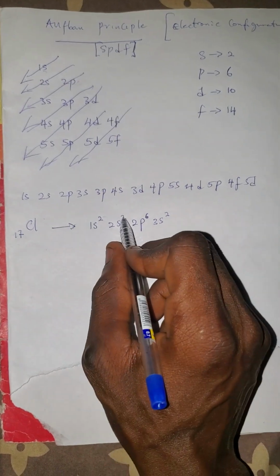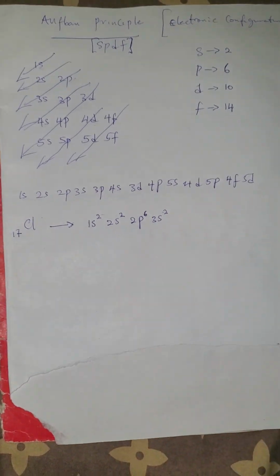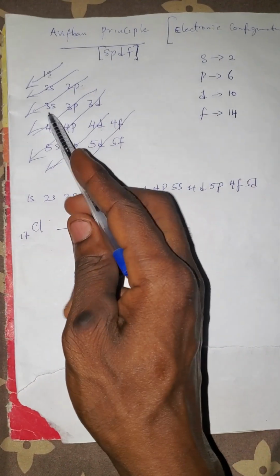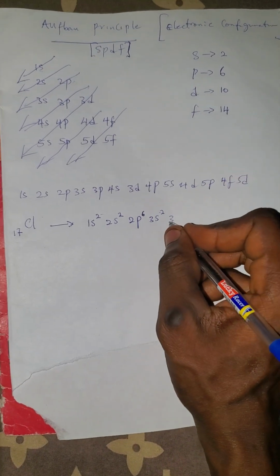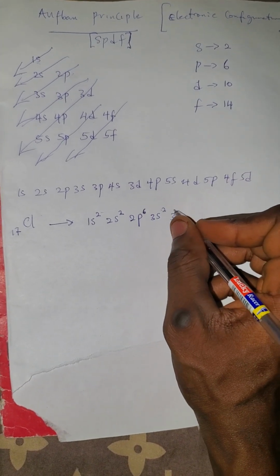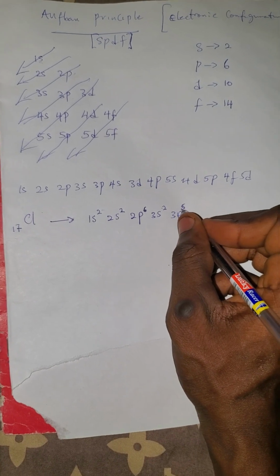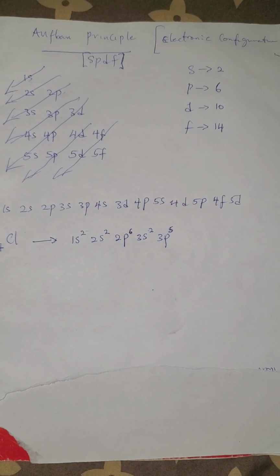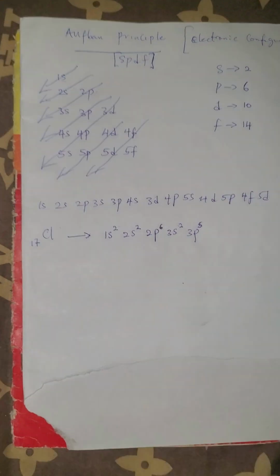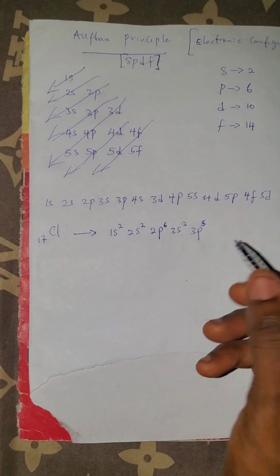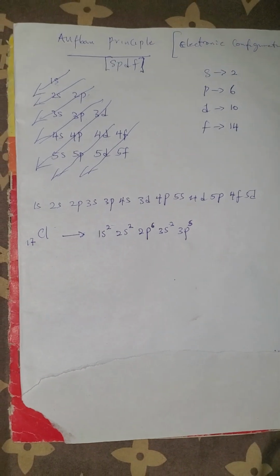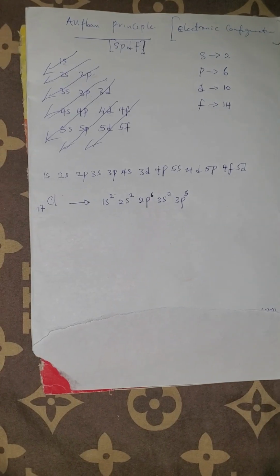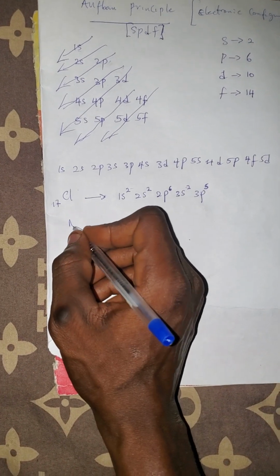If you add this together, 2 plus 2 is 4, plus 6, that's 10, plus 2, that's 12. So we need 5 more. After 3s, the next one will be 3p. So for 3p, the highest is 6, but what we need is just 5. So if you add them together, it will be 2 plus 2, that's 4, plus 6, that is 10, plus 2, that's 12, plus 5, that's 17. So this is the electronic configuration of chlorine.